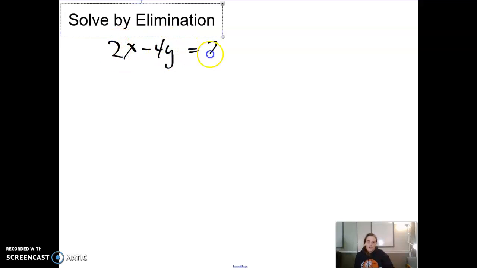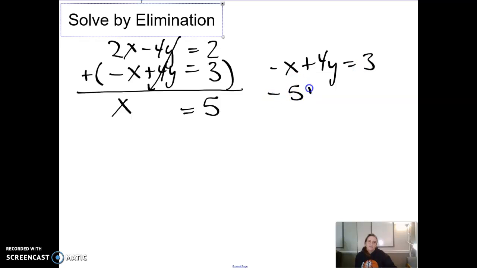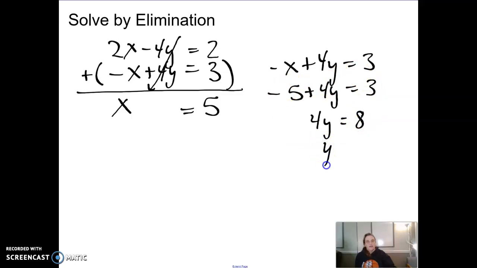So here is another example. 2x minus 4y equals 2, and negative x plus 4y equals 3. Again, if I look, I see that the y has a common coefficient. They're both 4, and they have opposite signs. So if I add the two equations, 2x plus negative x leaves me with x. These two have opposite signs. They're going to cancel. 2 plus 3 equals 5. So I solve for my x value. Then I'm going to go back. I can choose either equation. I'm going to go ahead and choose this bottom one. Negative x plus 4y equals 3. Negative 5 plus 4y equals 3. 4y equals 8, and y equals 2. So my final solution would be (5, 2).